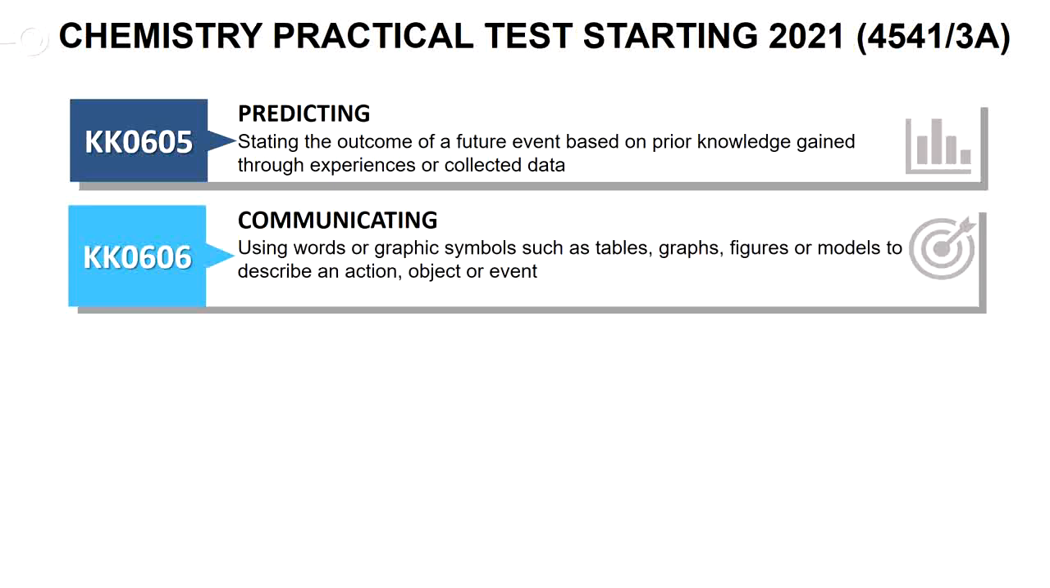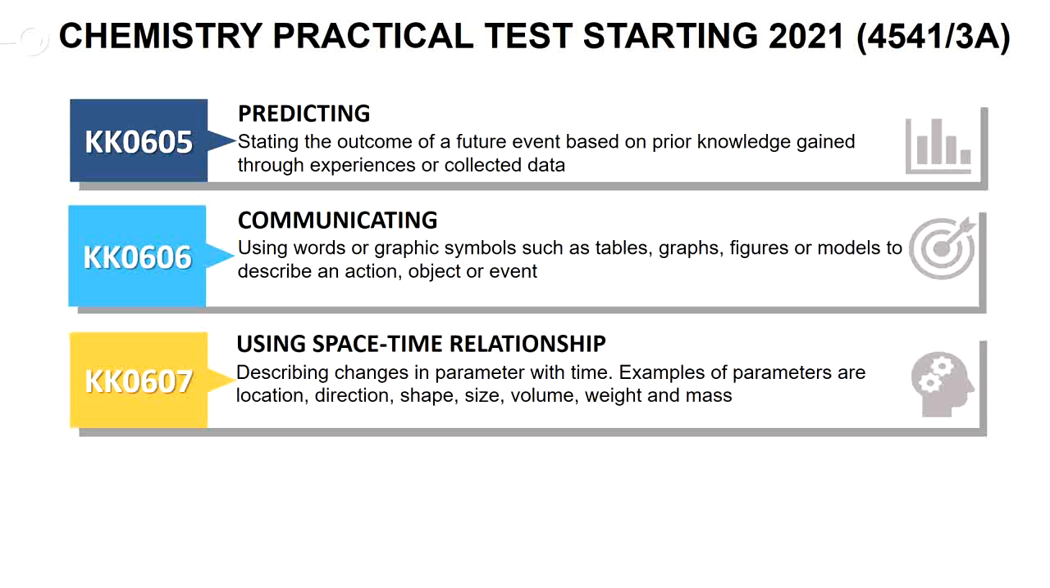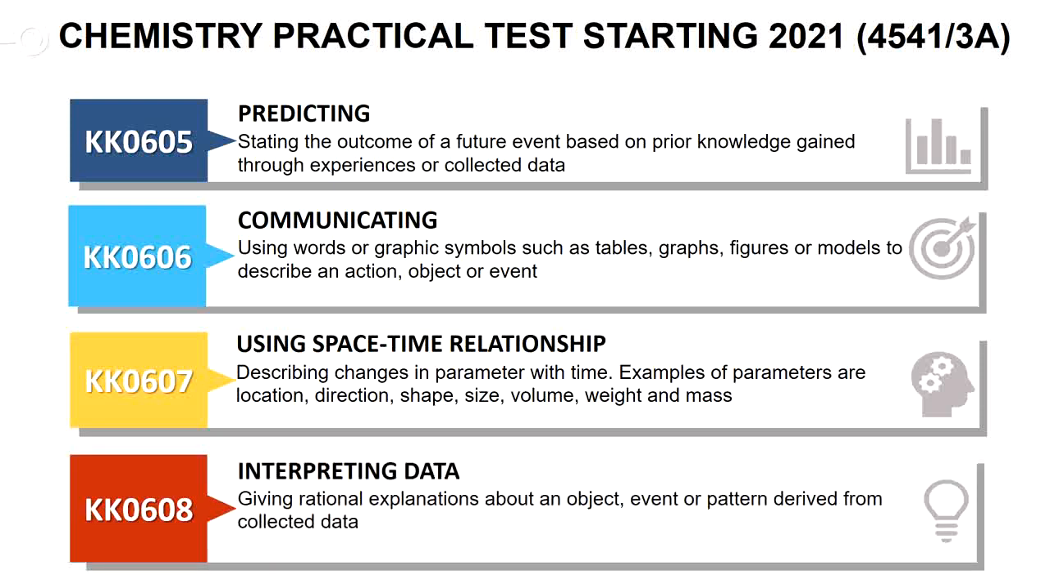Communicating. Using words or graphic symbols such as tables, graphs, figures, or models to describe an action, object, or event. Using space-time relationship. Describing changes in parameter with time. Examples of parameters are location, direction, shape, size, volume, weight, and mass.